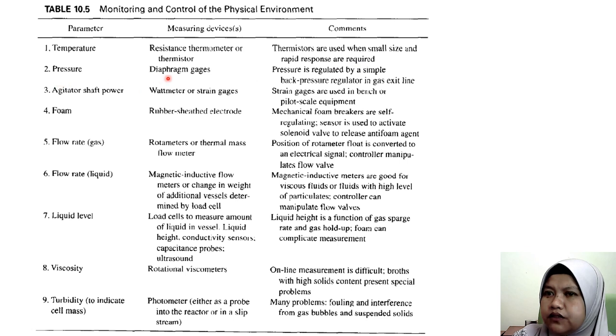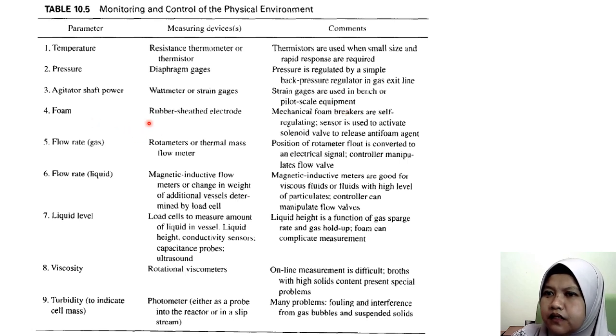For pressure, normally they use a diaphragm gauge. Pressure is regulated by a simple back pressure regulator in a gas exit line. For agitator shaft power, using the voltmeter or strain gauge. Strain gauges are used in bench or pilot scale environment.